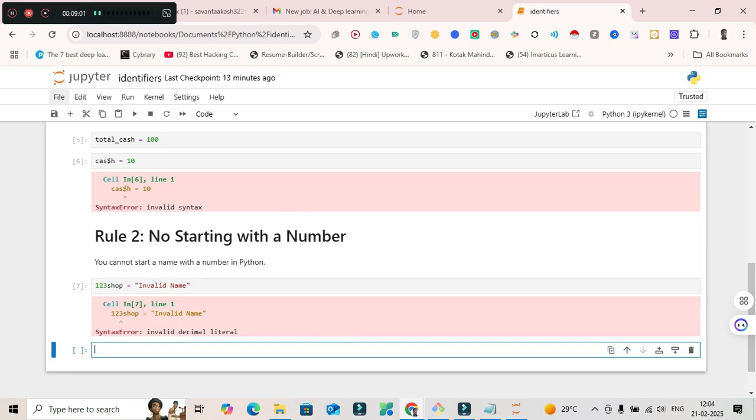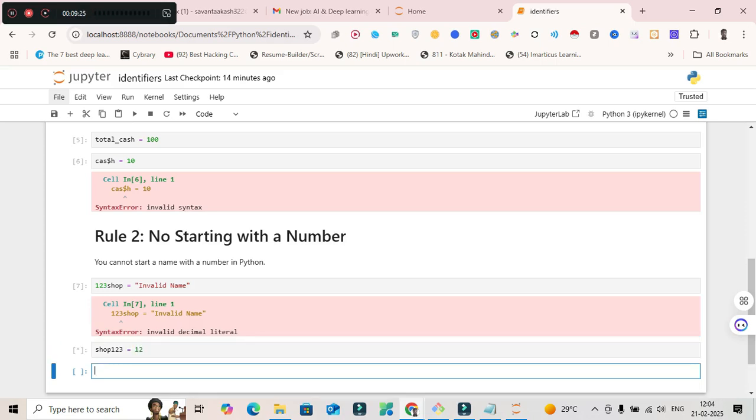So how can we rectify it? We can have it like shop or capital letters 1 2 3, something like this, but at the first position the identifier should not be a number. Okay, so you have to understand that very clearly. So let's get started all together on top of it. See, it is going to take it.